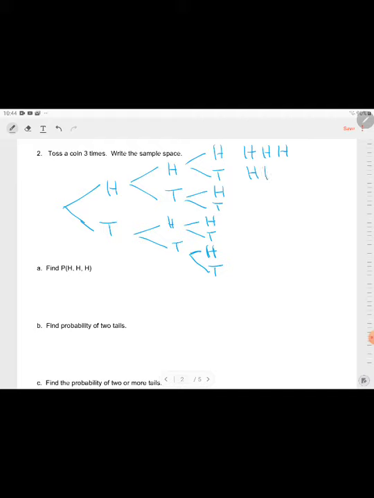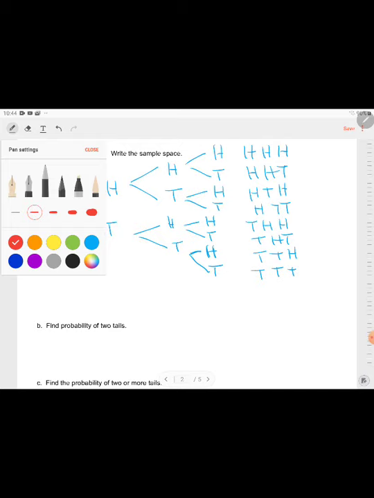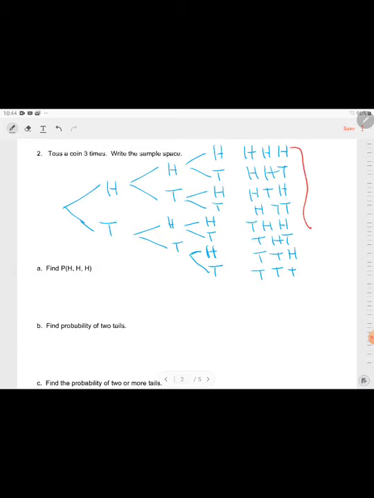You could get a head, head, tail. Head, tail, head. Head, tail, tail. Tail, head, head. Tail, head, tail. Tail, tail, head. Or a tail, tail, tail. Okay, notice this here is called the sample space. All these outcomes here, that represents your sample space. Notice there are 8 outcomes.